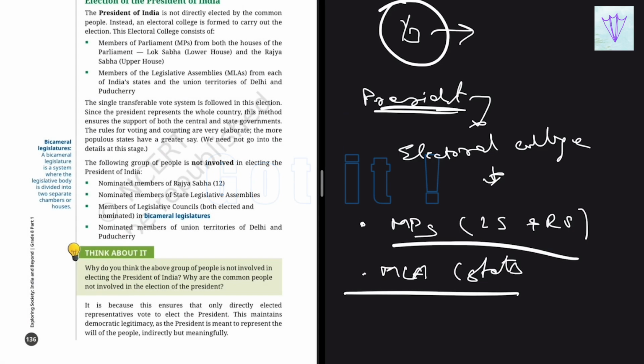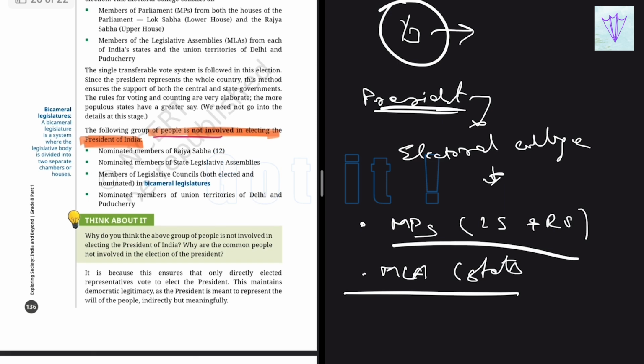And the following group of people are not allowed in electing the President of India. So who are these people who are not allowed to participate in the elections? That is the nominated members of Rajya Sabha, the 12 members nominated by the President, and the nominated members of the State Legislative Assembly, and the members of Legislative Councils, that is, MLCs.